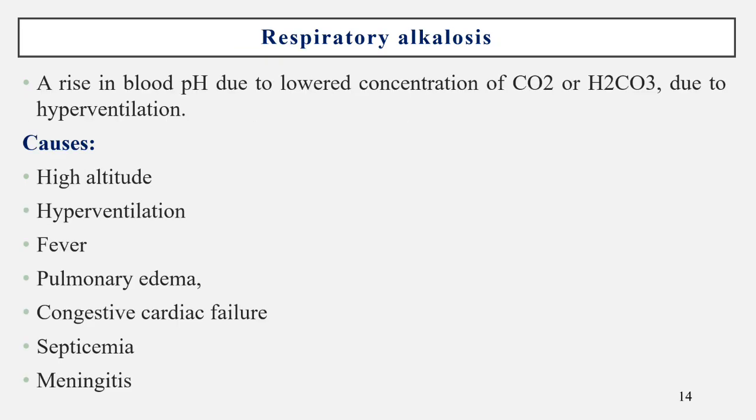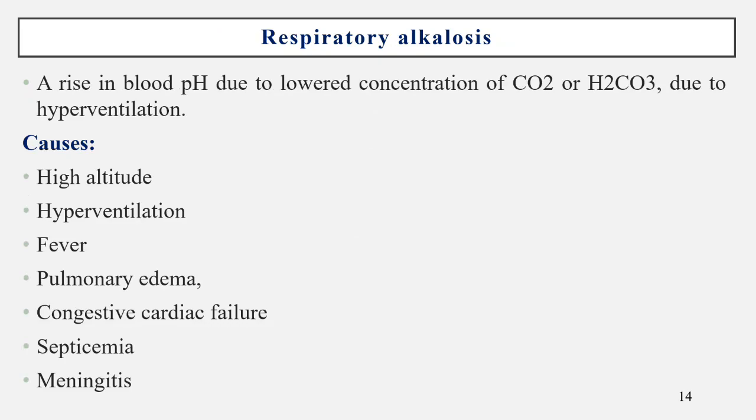The next one is respiratory alkalosis. Respiratory alkalosis means increase in blood pH due to decrease in the concentration of carbon dioxide or carbonic acid due to hyperventilation. That is called respiratory alkalosis.